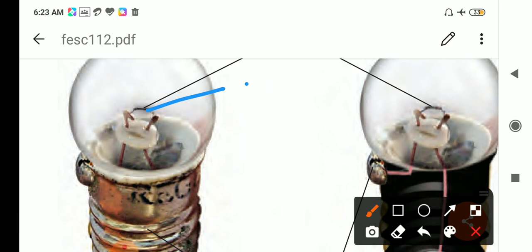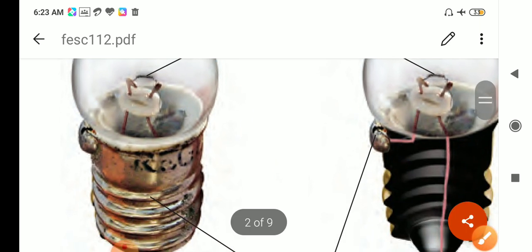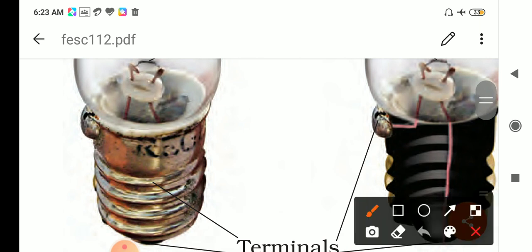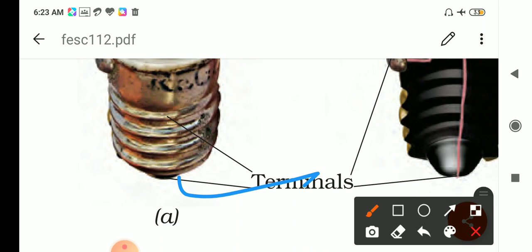It is made up of tungsten. This is a metal. It is made up of tungsten that is supported by two thick wires. You can see these thick wires here, and one of these wires is connected to the metal base of the bulb, and the other wire is connected to the tip at the bottom. The metal case and the tip at the bottom are the two terminals, one positive and one negative. You can see it here. The first terminal is here and the second terminal is at the bottom.